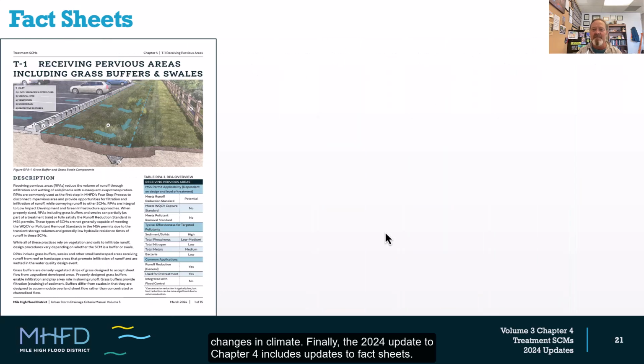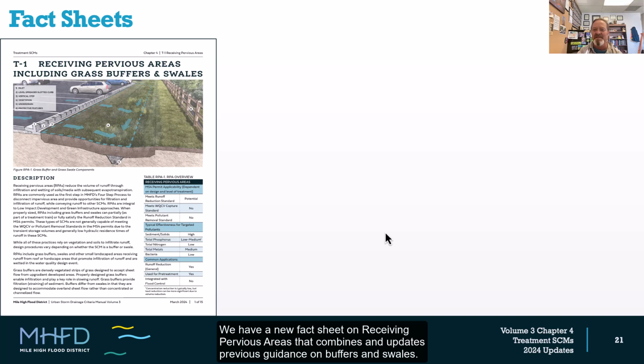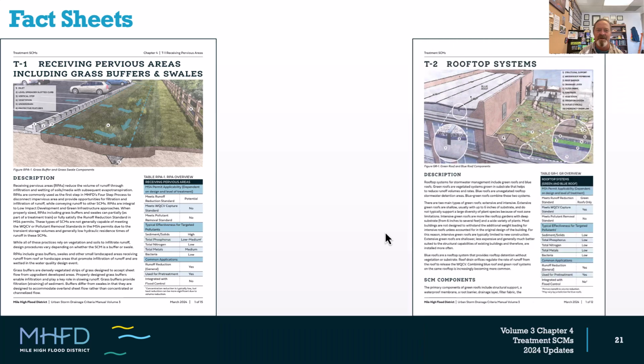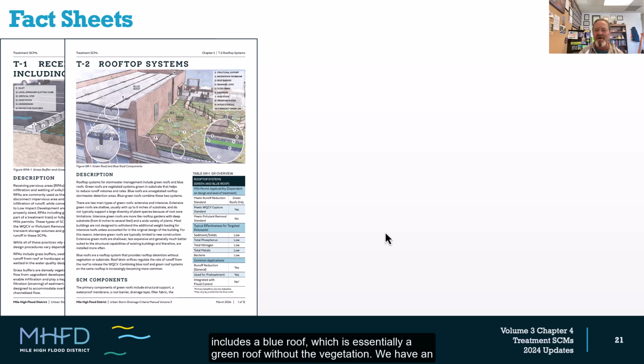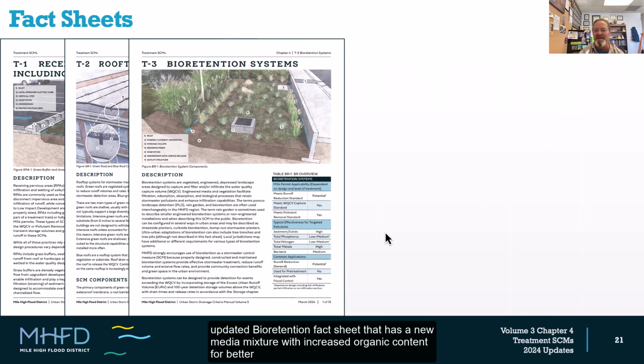Finally, the 2024 update to Chapter 4 includes updates to fact sheets. We have a new fact sheet on receiving pervious areas that combines and updates previous guidance on buffers and swales. We have a new fact sheet on rooftop systems, which has expanded on the green roof criteria, but now also includes a blue roof, which is essentially a green roof without the vegetation. We have an updated bioretention fact sheet that has a new media mixture with increased organic content for better supporting vegetation while still providing effective infiltration.